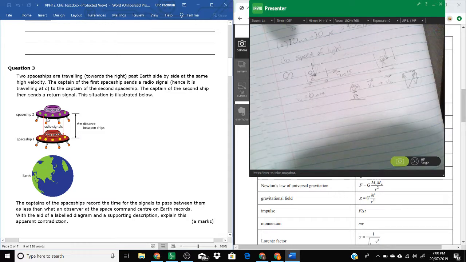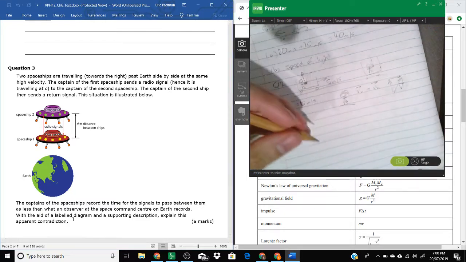The captains of the spacecraft record the time for the signal to pass between them as less than what an observer in the command center on Earth records. With the aid of a labeled diagram and supporting description, display this apparent contradiction.